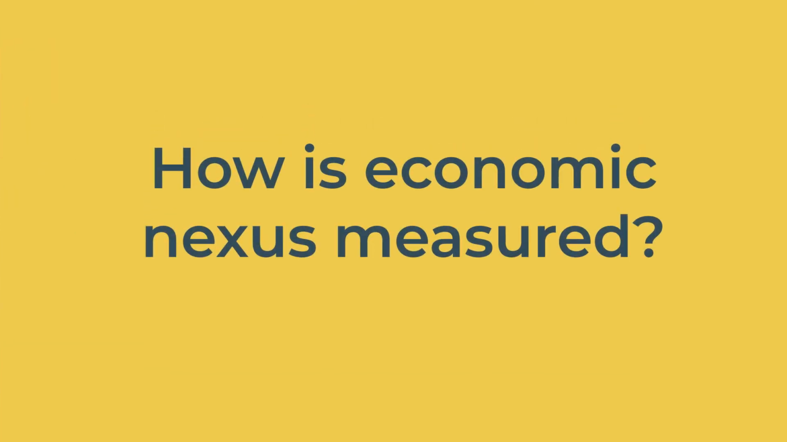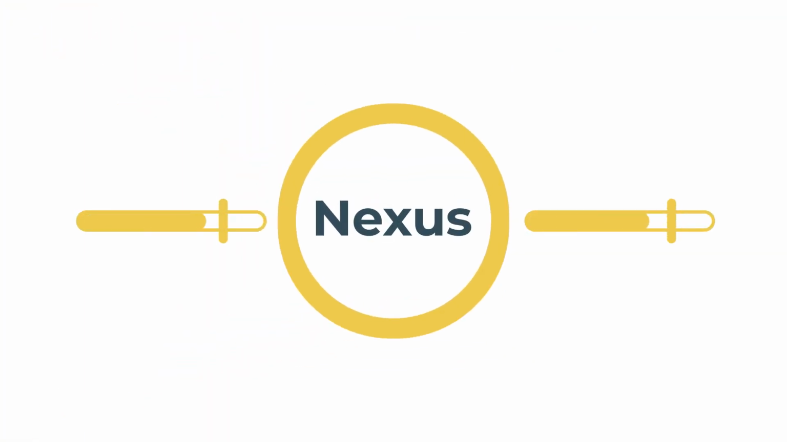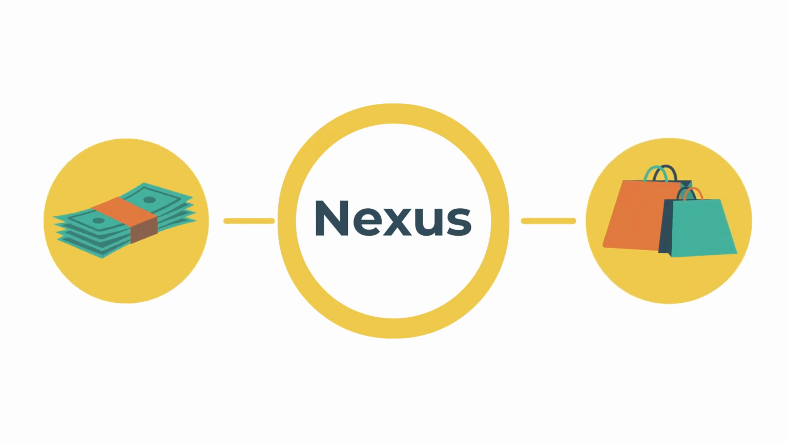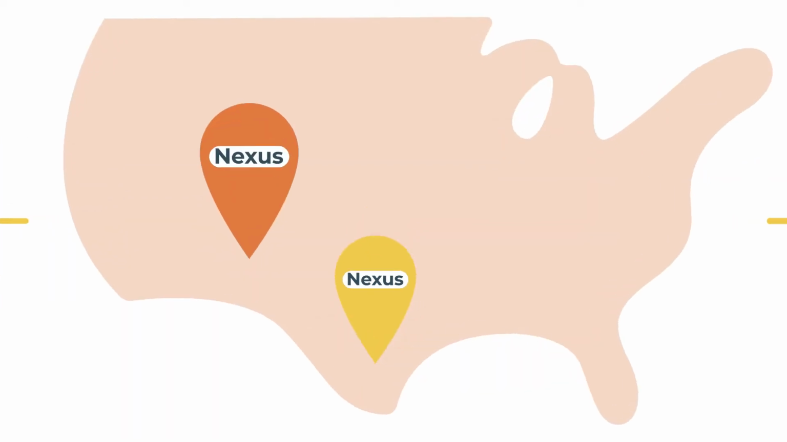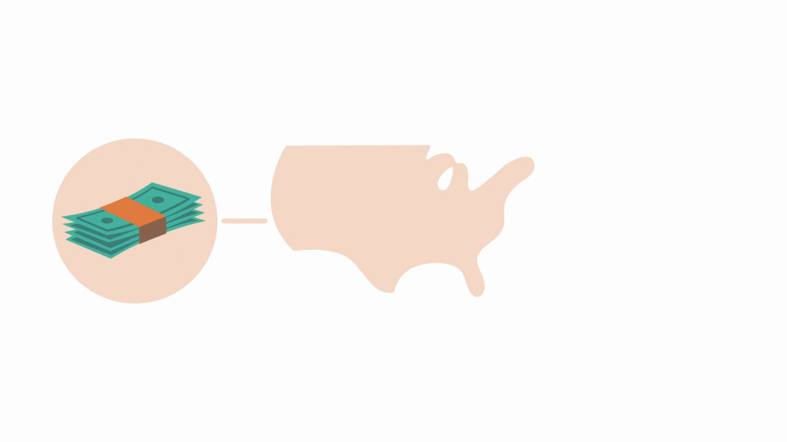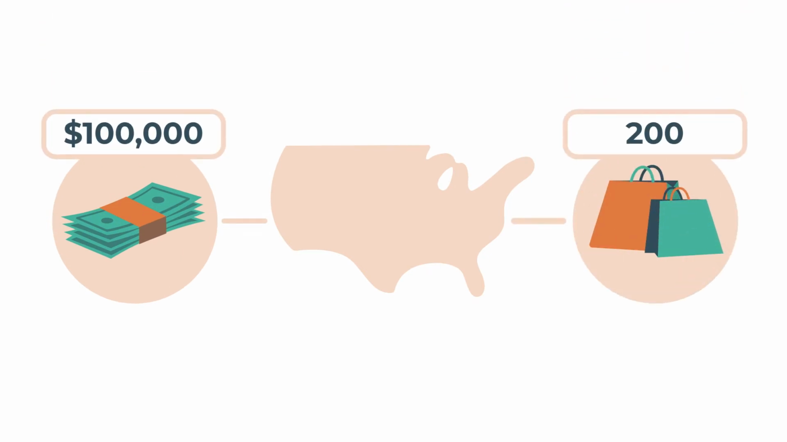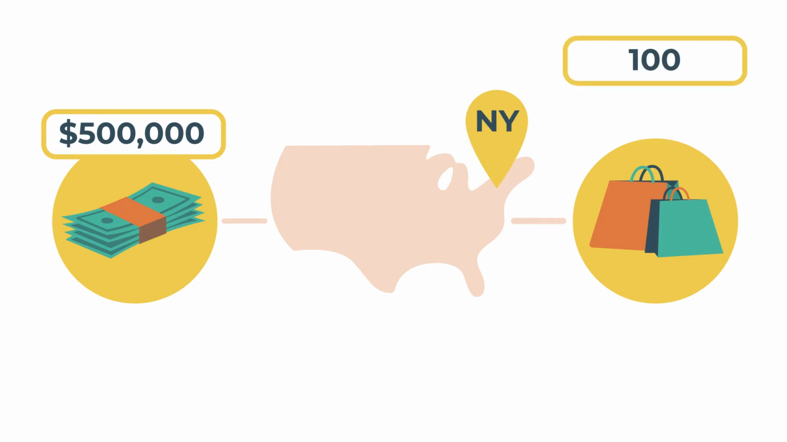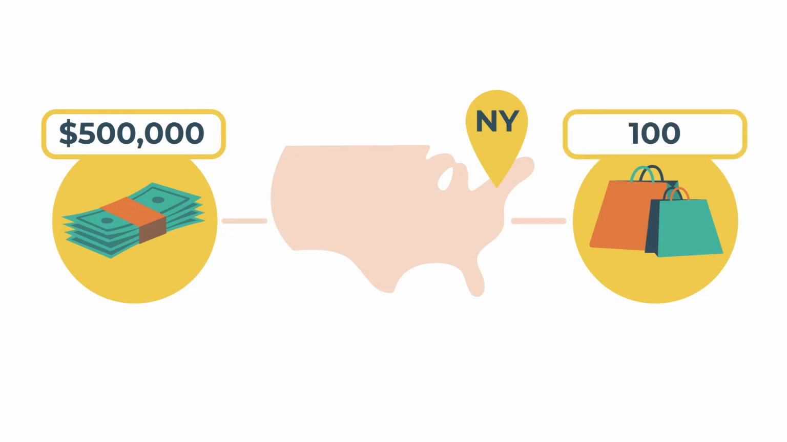How is economic nexus measured? Each economic nexus is defined by one or two thresholds: the amount of sales dollars or the number of transactions you've made to customers in that state. Each state can define these thresholds differently. The most common thresholds are $100,000 in sales or 200 separate sales transactions. But, for example, New York uses thresholds of $500,000 in sales or 100 separate sales transactions.